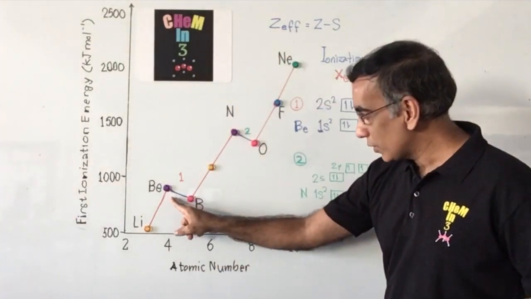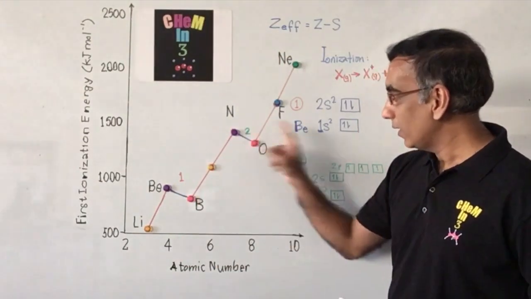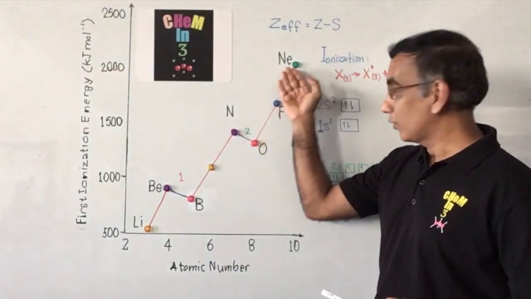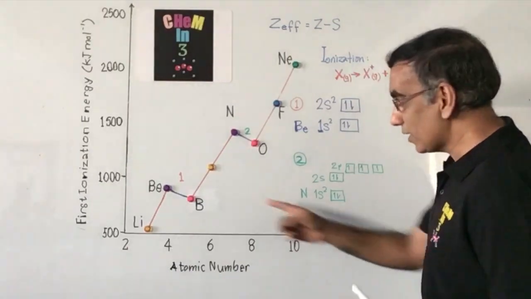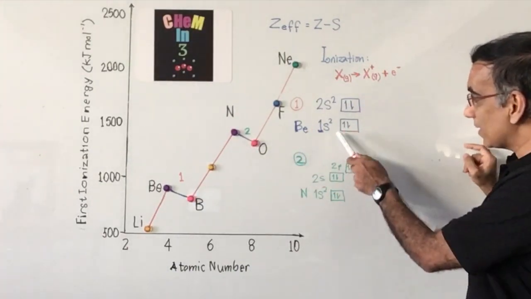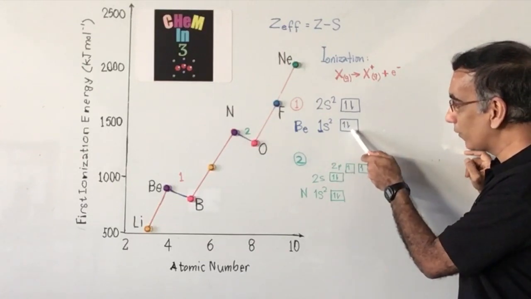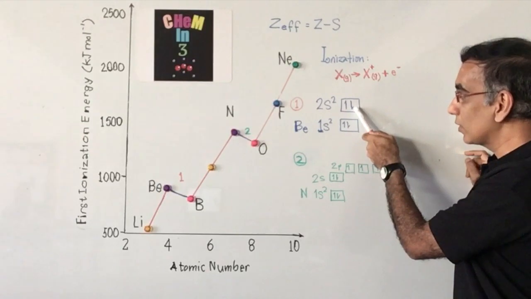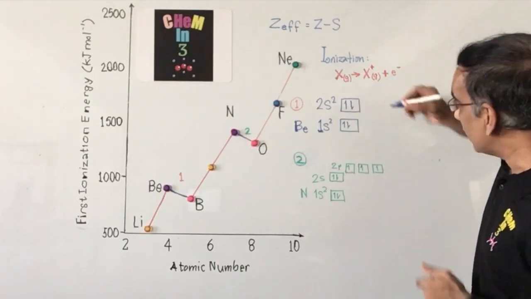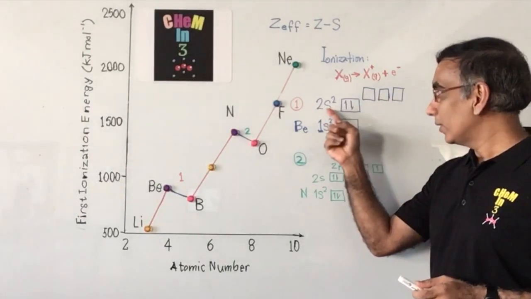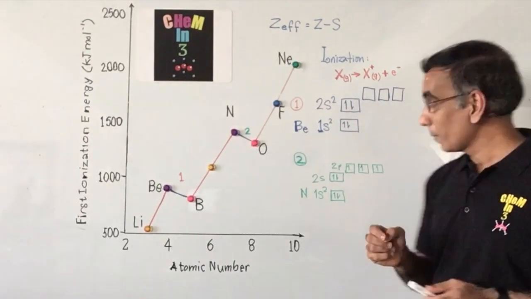But what about these 2 spots here, number 1 and number 2? These 2 disruptions here in the overall trend of increase. First, let's look at beryllium. Beryllium has this electron configuration with 2 electrons in its 1s2 orbital, 2 electrons in its 2s2 orbital, and nothing in the 2p energy level, which is a sublevel of the second energy level.